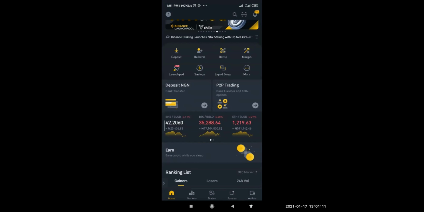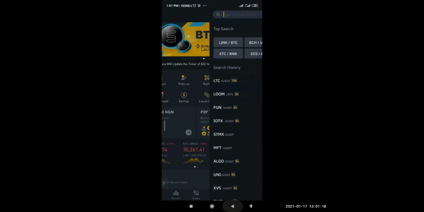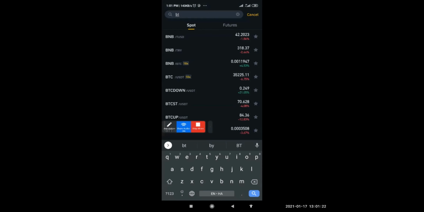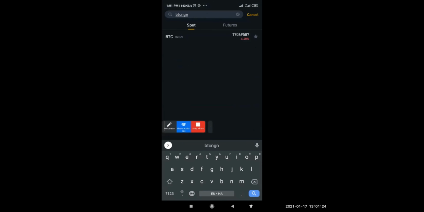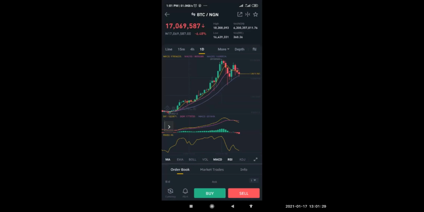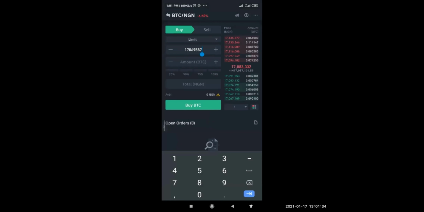Okay. And if you want to buy anything, just use the search button at the top here. I prefer this one. I will just search whatever I want to search. Let's say BTC NGN. So I'm buying BTC with my Naira that I just deposited. So I will just click the buy button here at the bottom, and then I will insert the amount. I will clear this place here, and then let me say I'm just buying with 100% of my wallet.